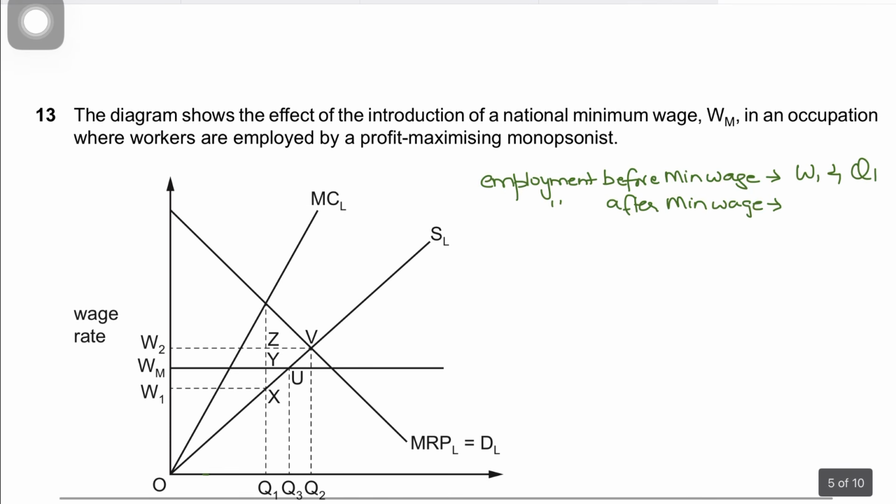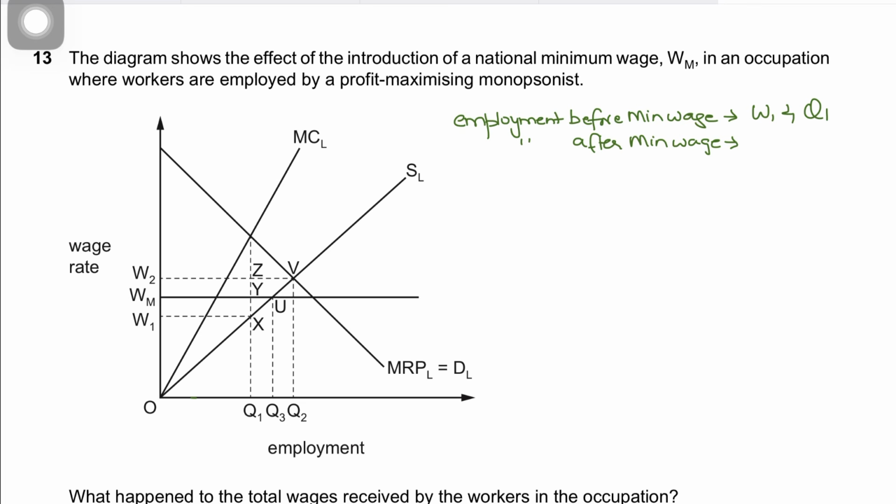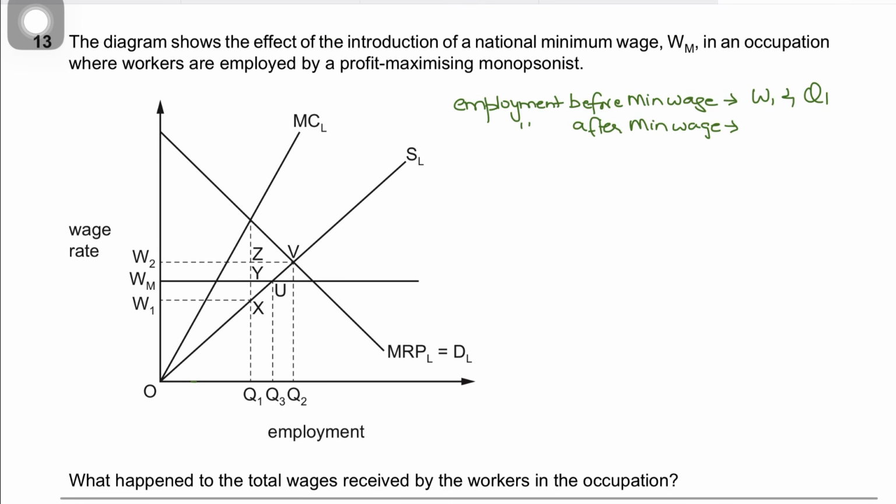For question number 13, this is a good question. The diagram shows the introduction of a national minimum wage, WM, in an occupation where workers are employed by a profit maximizing monopolist. Now, before I move on, what happened to total wages? Total wages is simply wage times the number of workers employed, right? Okay, but in a monopoly labor market, you need to understand what a monopolist is.